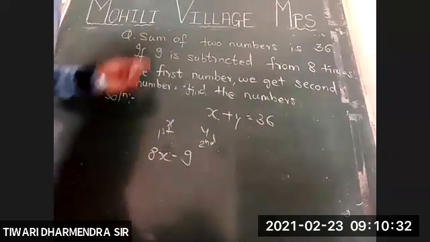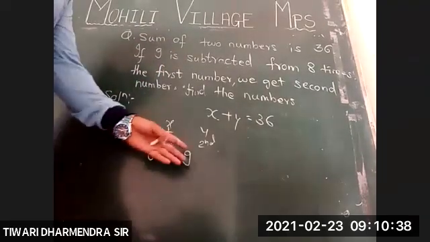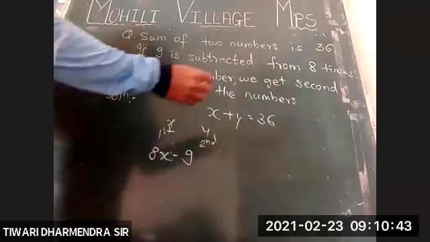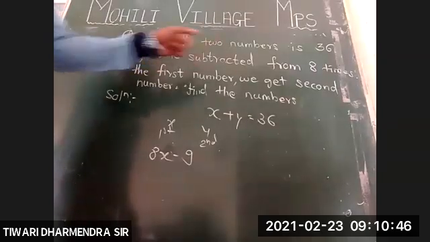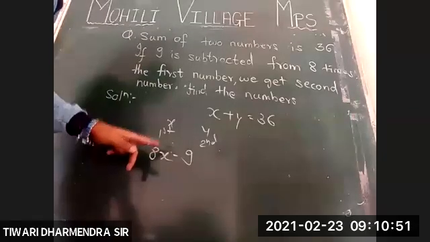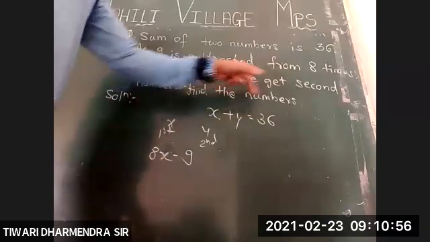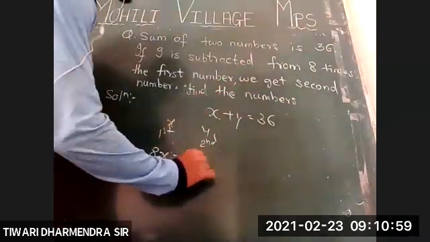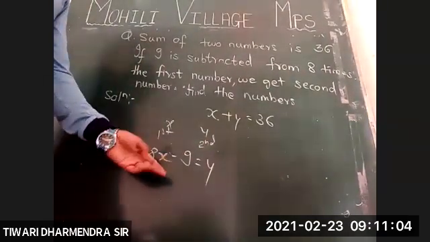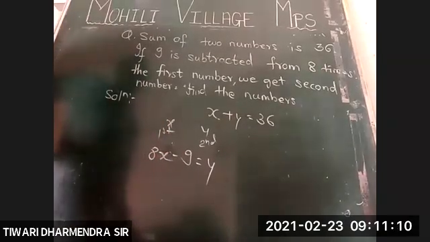So if 9 is subtracted from 8 times the first number, we get the second number. We know that our second number is y. And is means is equal to. Very simple. 8 times the first number minus 9 gives the second number, which is y. So this is our second required mathematical expression according to the given condition.